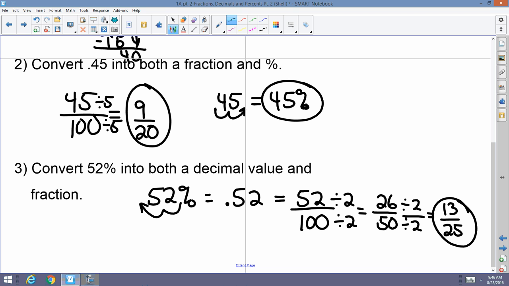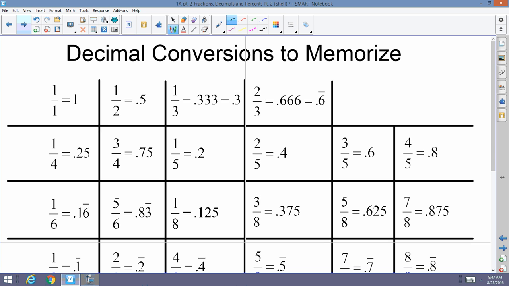Okay? Nice and easy. And now, last thing I want to just introduce to you, I think it's very important that everyone memorize this. It's not a requirement, but it is a strong suggestion. These are some decimal conversions to memorize, okay? You know how to do it, and I have faith that you can do it, and you need to have faith in yourself that you can do it. But that being said, sometimes it's easier and better just to know some basic facts.